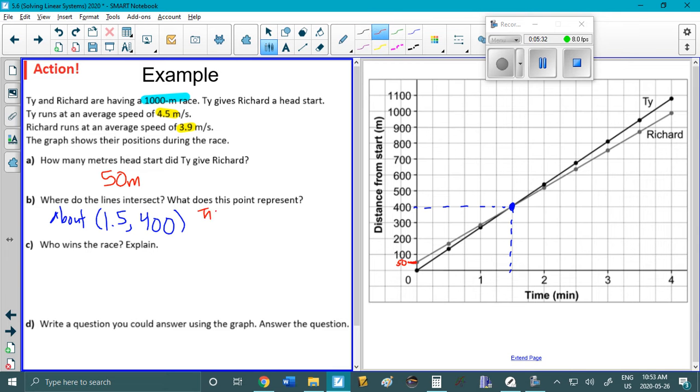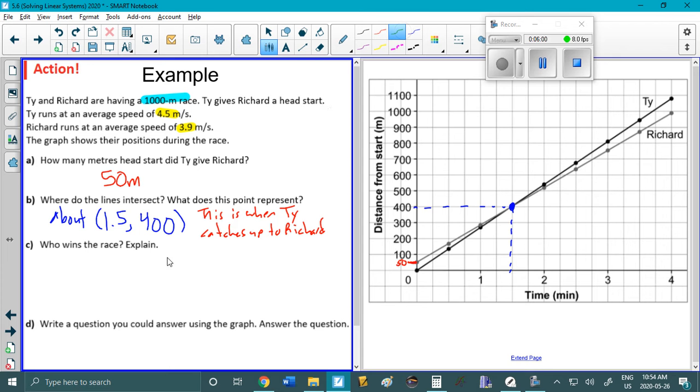So this is when Ty catches up to Richard. All right, so this is where they meet. So imagine they're running on like a straight road or something. Ty starts behind, 50 meters behind, and eventually Ty catches up to Richard. And then Ty is actually then ahead of Richard, and Richard starts to fall behind.